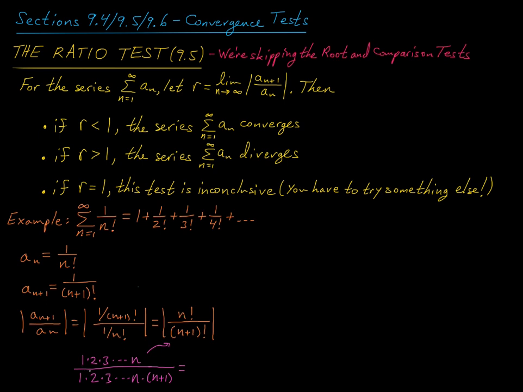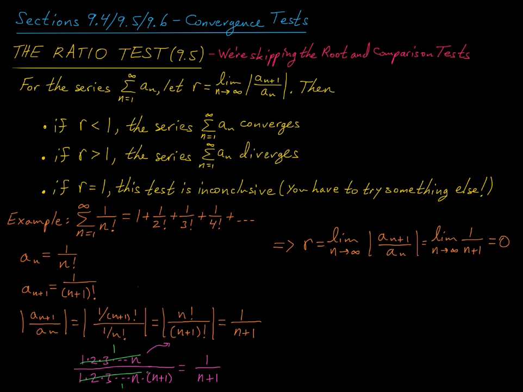So n factorial, that's 1 times 2 times 3 all the way up to n. N plus 1 factorial, well, that's 1 times 2 times 3 all the way up to n, and then we just get this one additional factor, which is n plus 1. And so now we can go ahead and simplify, divide out, and we get 1 over n plus 1 for this ratio in absolute value. And so r, which is the limiting value of this quantity, is equal to 0. And so, since r is strictly less than 1, we conclude that this series converges by the ratio test.